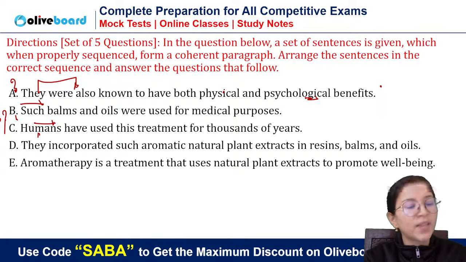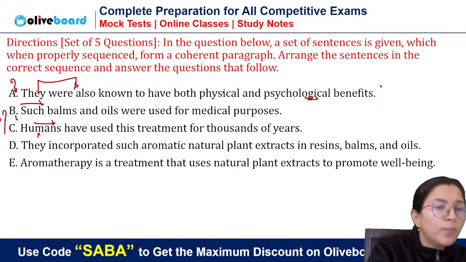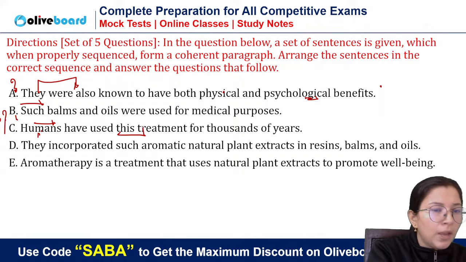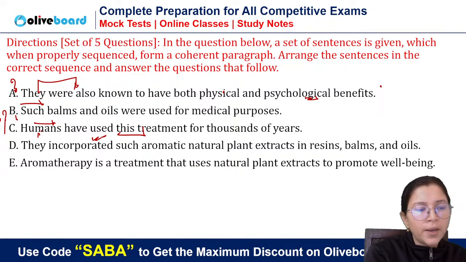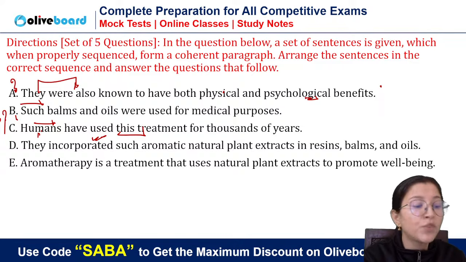ये सारे rules आपको बताए जाएंगे. When I teach you parajumble, I will give you all these rules. Okay. Now, humans have used this treatment. If I start with C, is it correct? Humans have used this treatment means immediately you will ask, ma'am, which treatment?